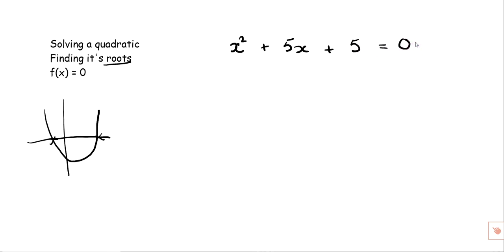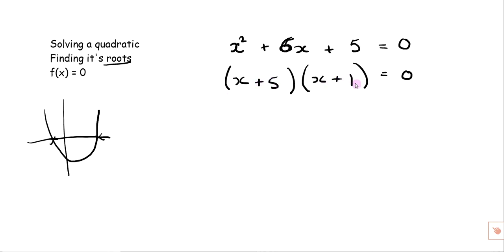So what's the first useful way of finding roots? What do we put it in? Which form? Factorized form, thank you. So I try and do factorized form first, and it's going to be x and x. Actually, I'm going to change this to 6. That'd be better. Plus 5 and plus 1.